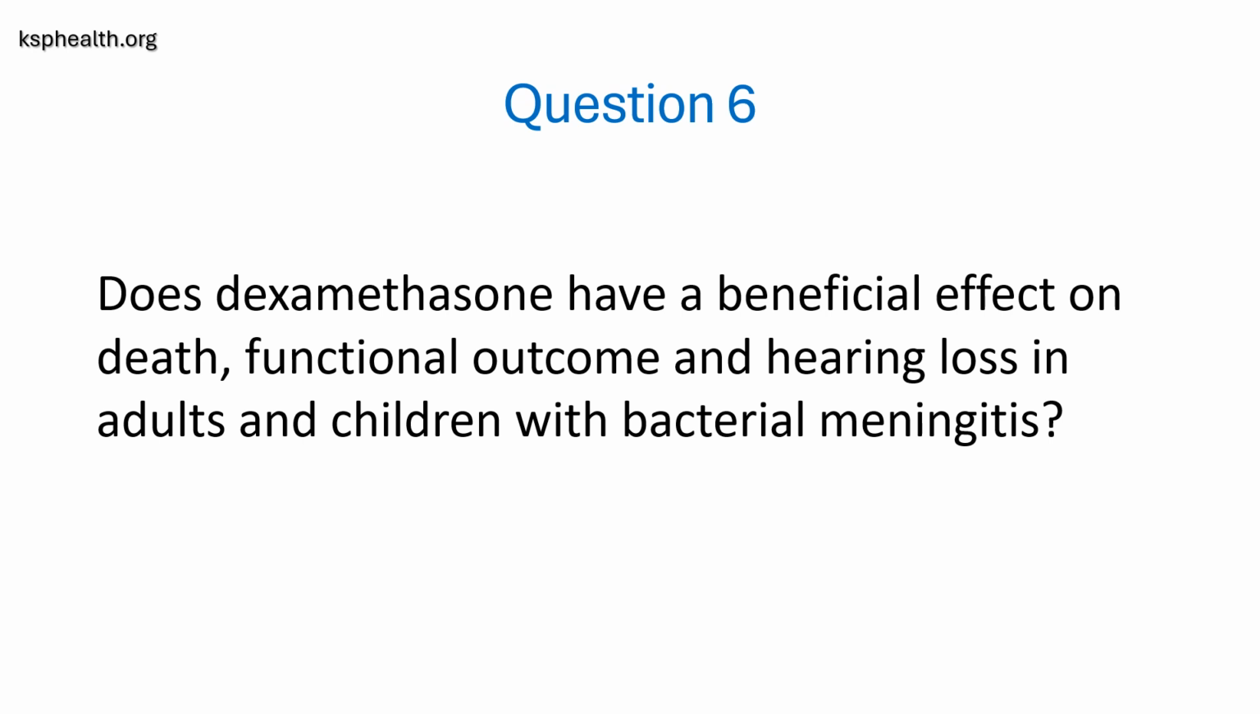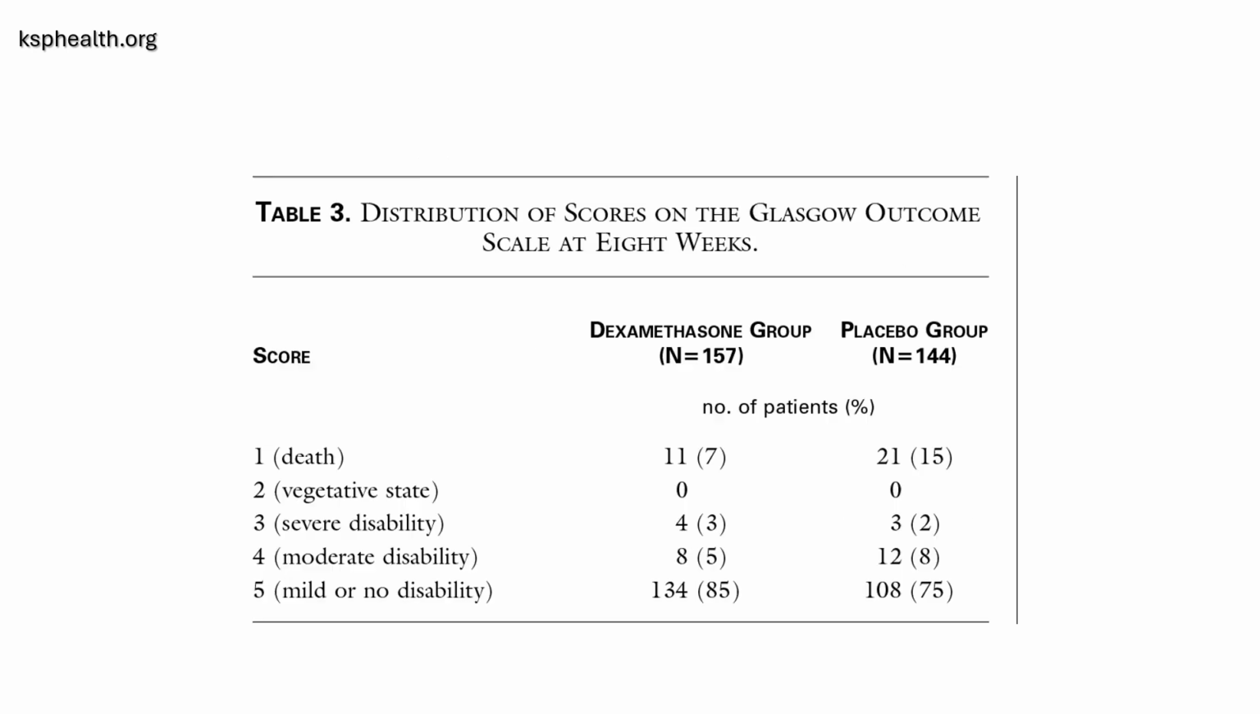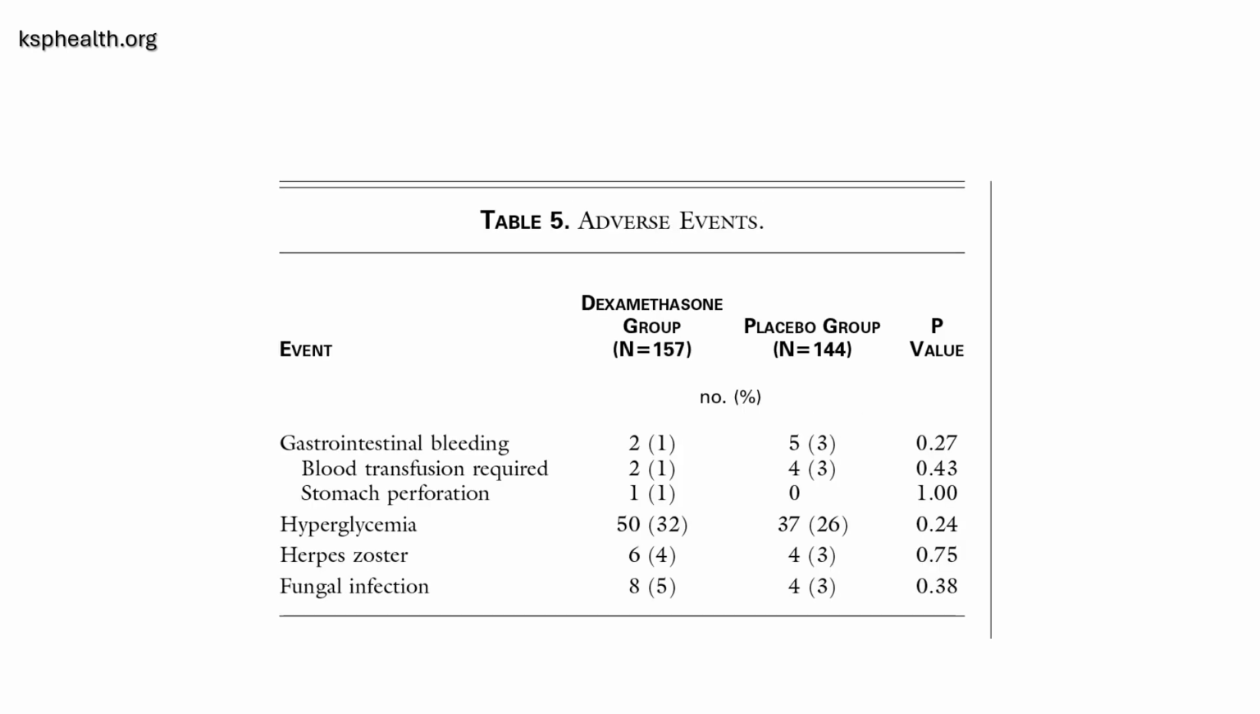Next question. Does dexamethasone have a beneficial effect on death, functional outcome, and hearing loss in adults and children with bacterial meningitis? This article, published in 2002 in the New England Journal of Medicine, evaluated dexamethasone in adults with bacterial meningitis. As you can see, in the dexamethasone group, death was significantly reduced compared to the placebo group, and the disability rates varied, with not much difference between dexamethasone and placebo. Adverse effects between these two groups were not very different, except hyperglycemia, more commonly seen in the dexamethasone group, but it is not statistically different.